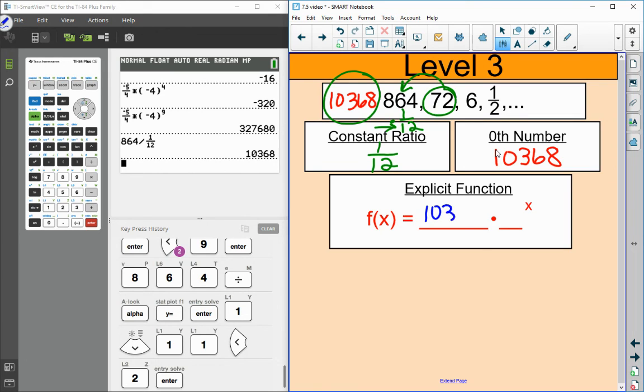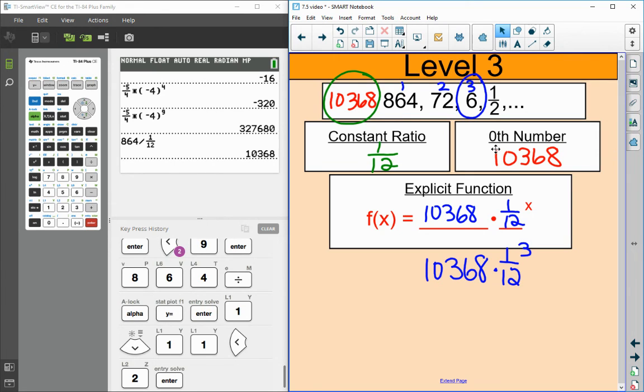Here we go. We're going to type in 10368, and then I'm going to put in my 1/12. And then the last step, this is always the most important step, to me anyway, and I hope it's an important step to you, is pick a number. I don't want to get a fraction answer, so I'm going to choose, this is 1, 2, 3. I'm going to choose my third term, and I'm going to plug it in my formula and see if my formula is right. So I'm going to do 1/12 to the third power. And remember, if I plug it into the third power, I should be getting 6, and that will tell me if I'm right.